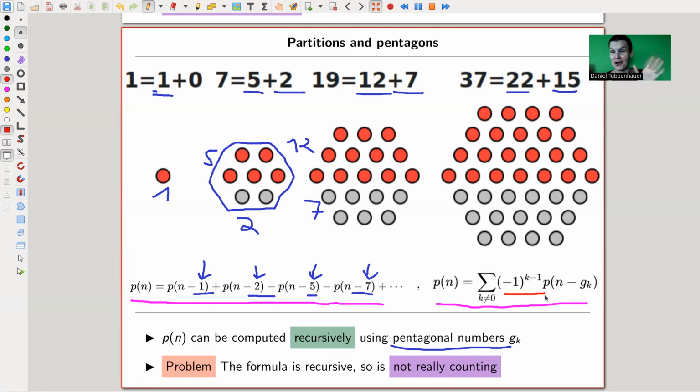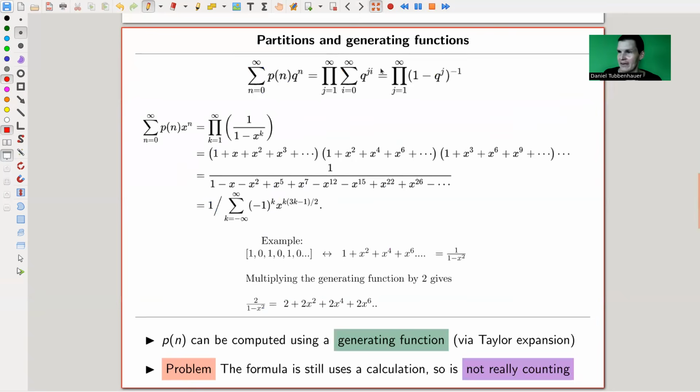Beautiful formula, no doubt. Pentagons and integers, integer partitions, fantastic, but not really explicit. So this is not really counting. It's kind of a pseudo count, right? To count or not to count. This is not really counting, at least in my opinion, whatever counting is. Let's ignore the question what counting is. Let's just call this not counting.